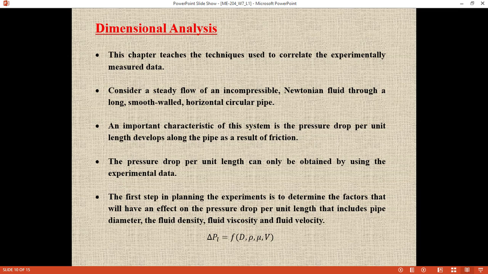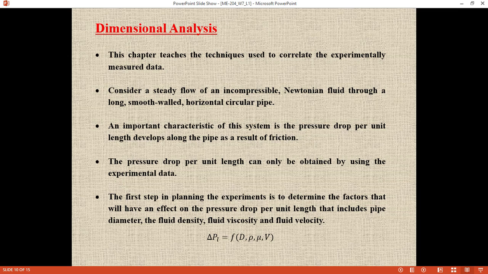In real life conditions, there is definitely a pipe and there is friction, and because of the friction there is a pressure drop, and that pressure drop can be overcome only by using a pump. So the pressure drop per unit length can only be obtained by using experimental data. If you find out the pressure drop, we can verify the data by using some experiment.